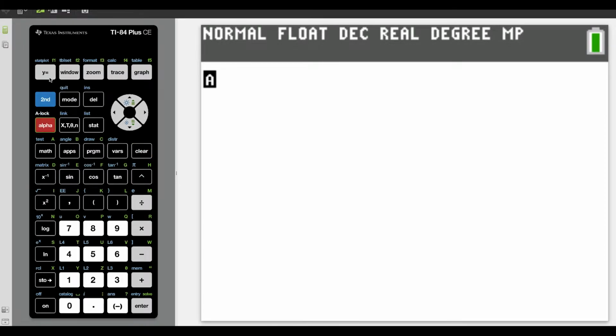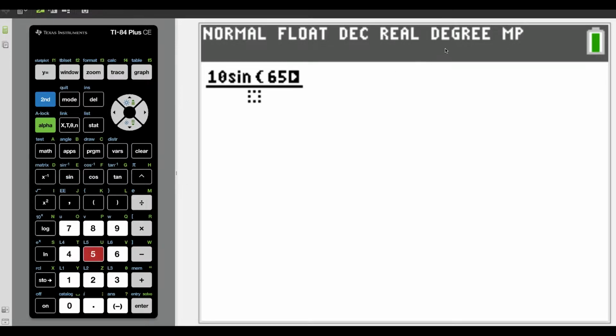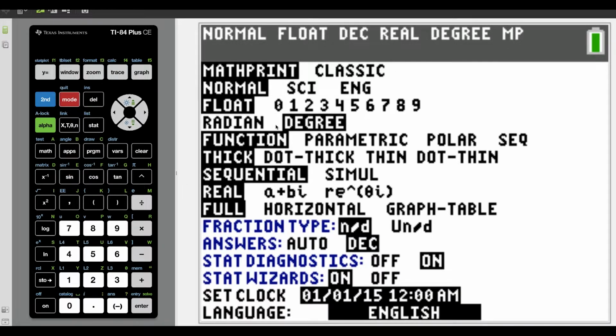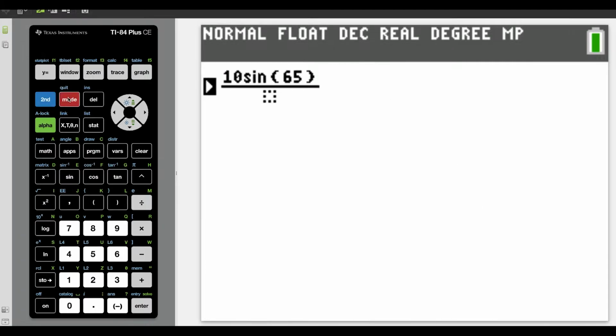We press alpha y equals enter to pull up a fraction, and we had 10, so we type 10 and then sine of 65 degrees. Notice here that I'm in degree mode. If I'm in radians, I press mode and switch over. But so far, so good. So I have 10 sine of 65.